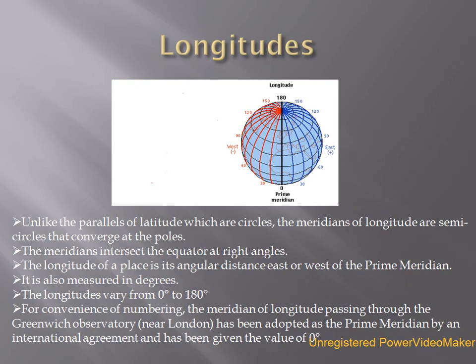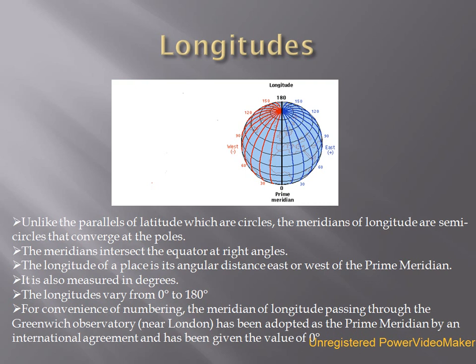For convenience of numbering, the meridian of longitude passing through the Greenwich Observatory near London has been adopted as the prime meridian by an international agreement and has been given the value of 0. So it means the prime meridian is a longitude that is passing through a place. That place is an observatory named Greenwich, and this observatory is near London. So this meridian has been taken as the prime meridian.